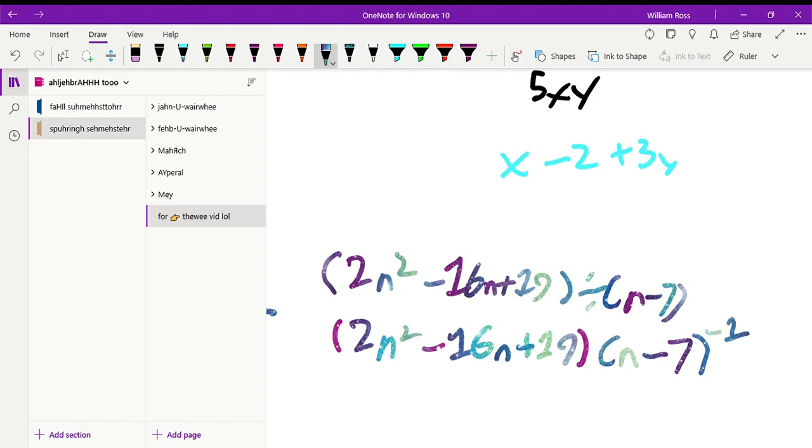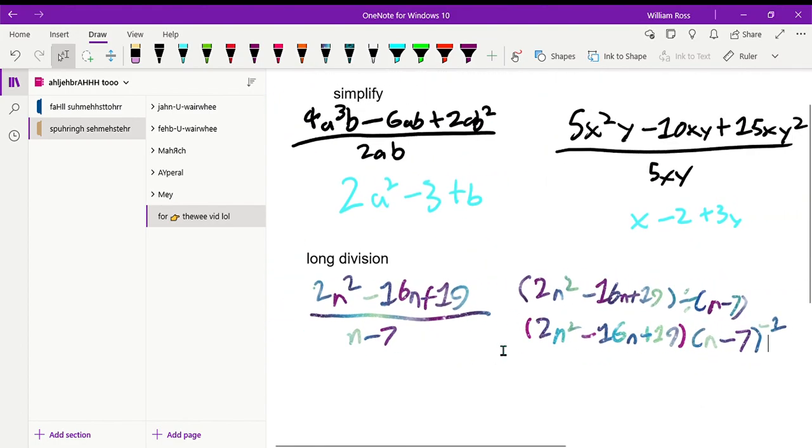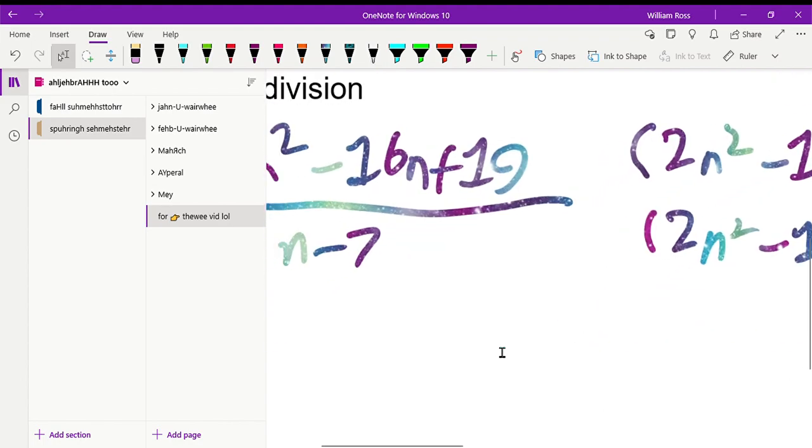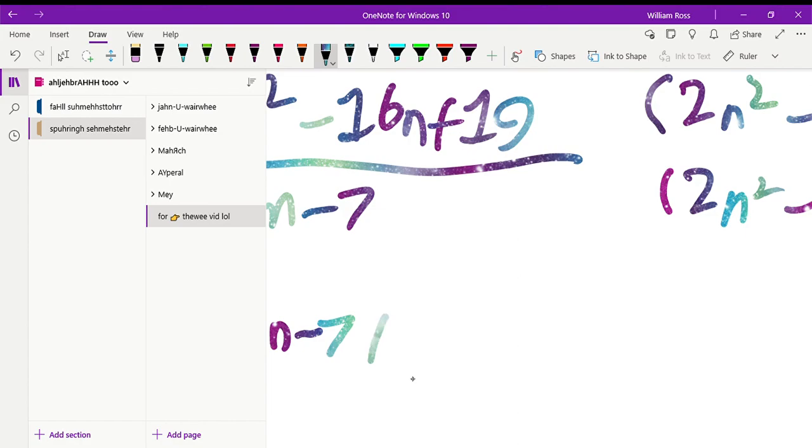It can also be written like this, like you're multiplying them, except you would have a -1 exponent at the end. Either way, all these mean literally the same thing. Alright, so let's write out the long division process.